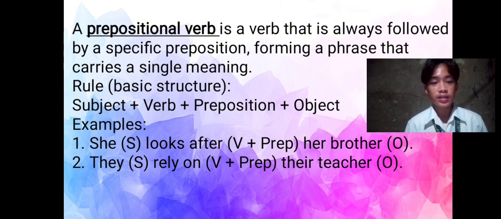Our next sentence: they rely on their teacher. So our subject here is they, our verb is rely, and our preposition is on. And our object is their teacher, and that's the prepositional verb.